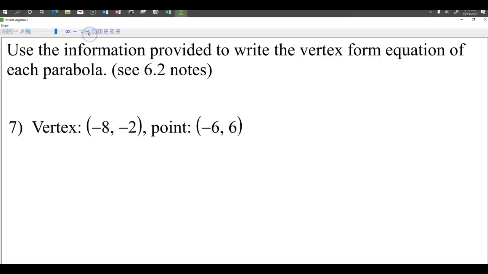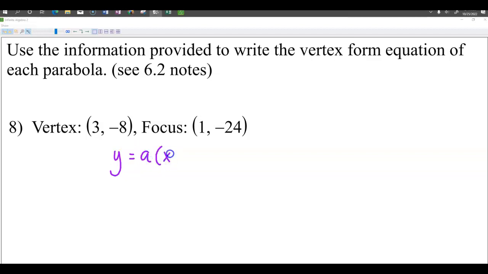Number 8. All right, use the information provided to write the vertex form of the parabola. So step 1 is to plug things in to this formula here. This being the vertex, this is the H value and this is the K value. For the, this says focus, but you could ignore that. It's just point. The point gives us another random x and y value, and we're just going to plug those in for each of the letters below.